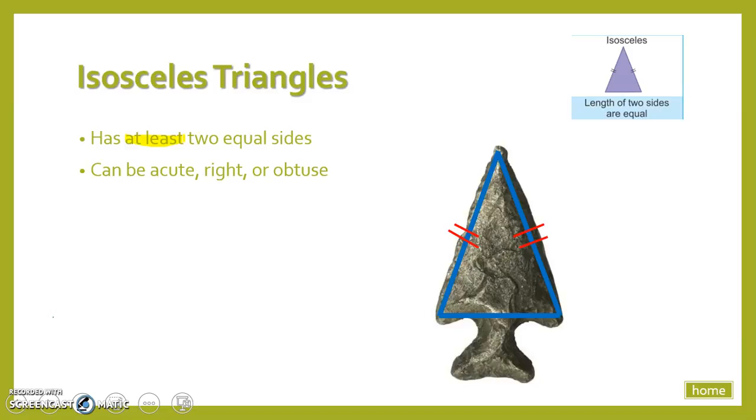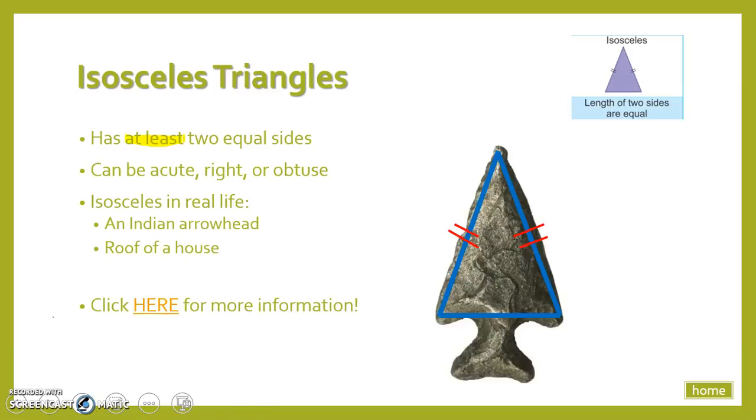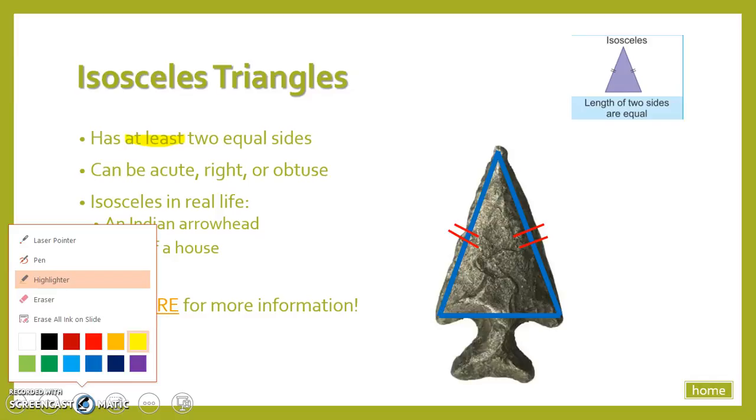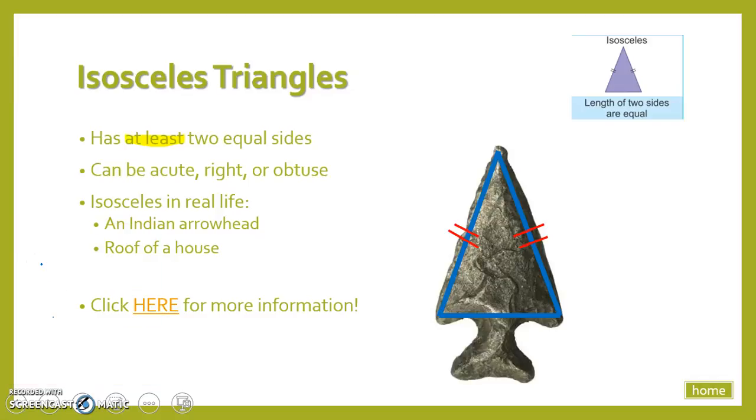If you look over at our example here, we see the isosceles in real life can be an Indian arrowhead, which is what is pictured, and then the roof of a house. When you look at this Indian arrowhead and you notice that the 2 sides have the 2 lines on them, that should tell you, oh, these sides are equal. They're the same length, and the one on the bottom isn't. If we wanted to, we could put one line there to show it's its own length.